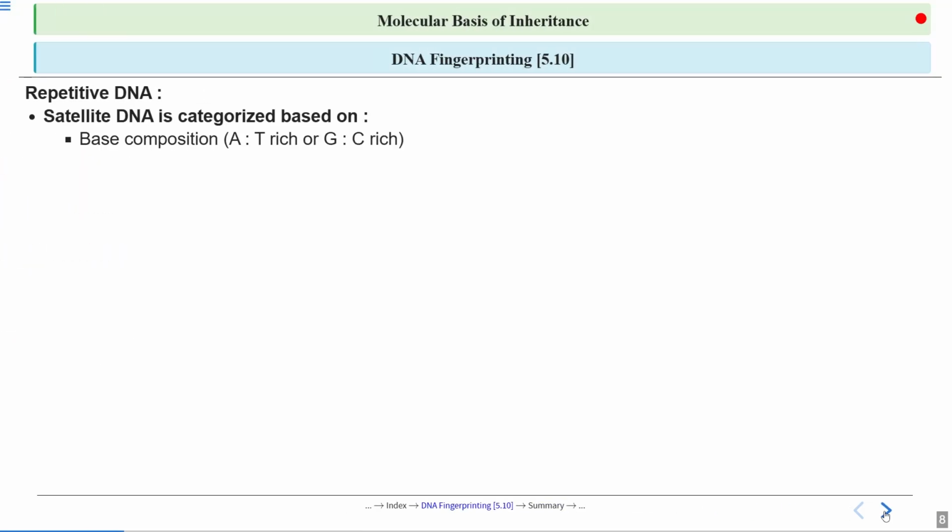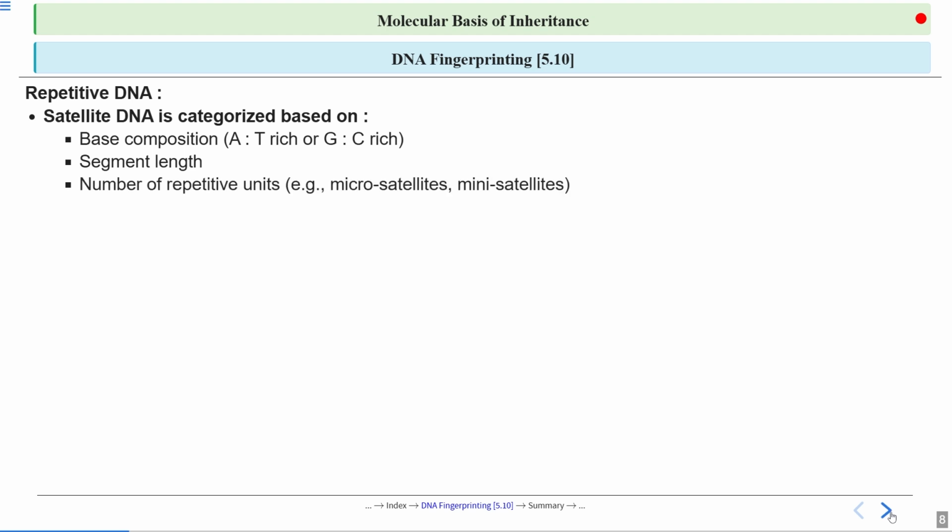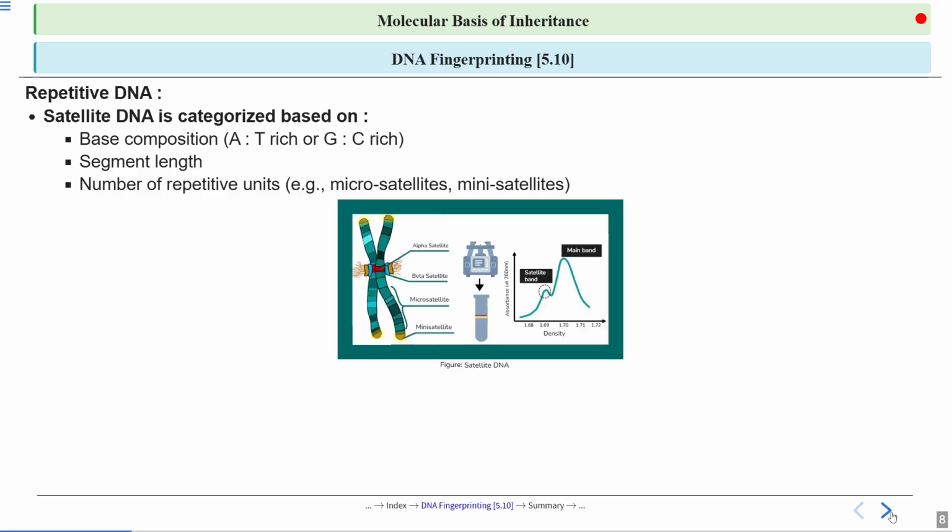Now, on what basis have we categorized satellite DNA? Base composition, whether it is AT rich or GC rich; its segment length; and the number of repetitive units. The smaller the number, the more it is a microsatellite; more than that, it is a minisatellite. So satellite DNA is characterized by base composition, segment length, and the number of repetitive units. Is it micro or is it mini?